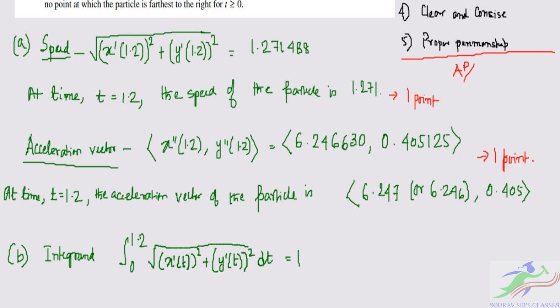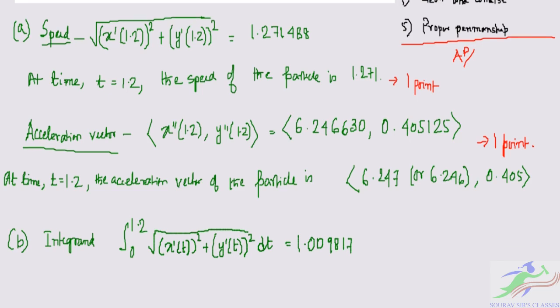This is equal to 1.009817. Okay, so the total distance traveled by this particle in the time interval, you have got the answer over here. So what will be this? You have to find the integrand value. So what will be the answer?